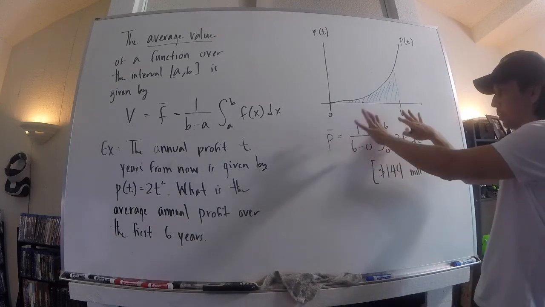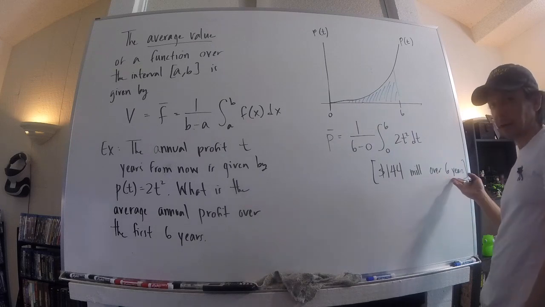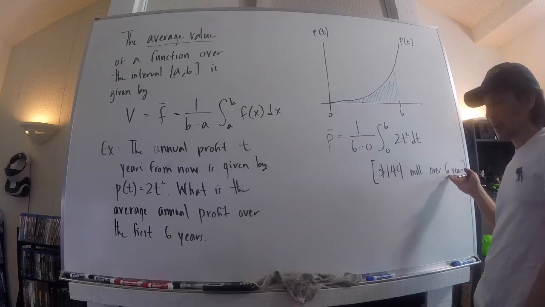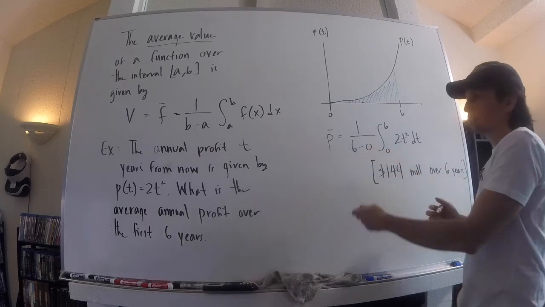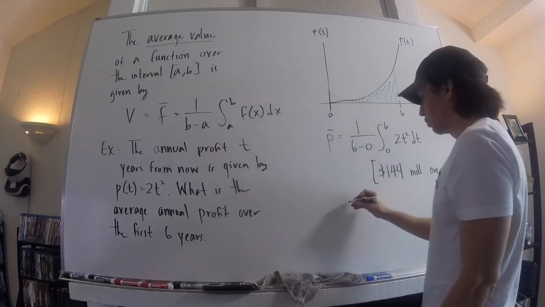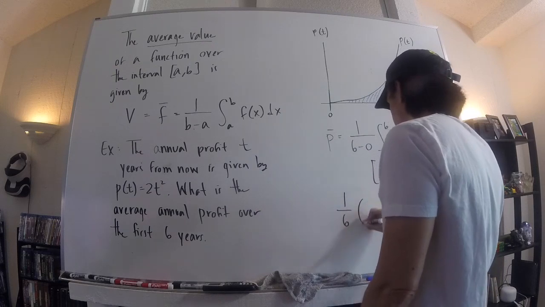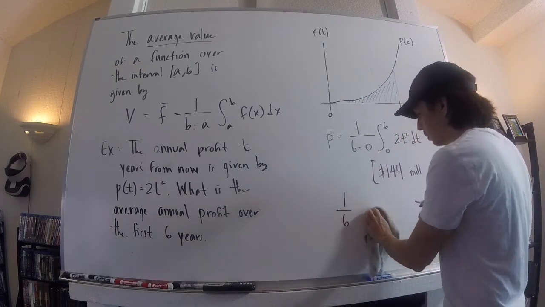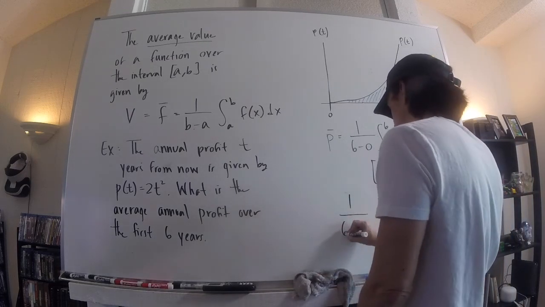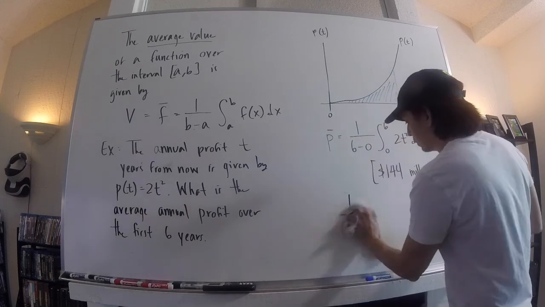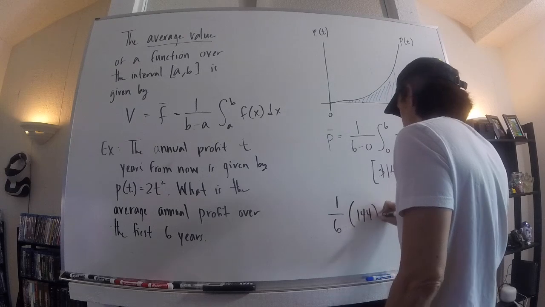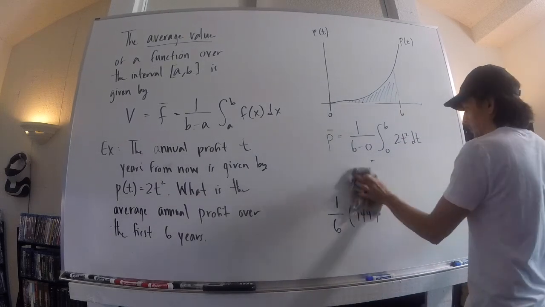And to do an average per year, average annual profit, you just want to take that 144 and divide by 6. You want to chop that up into 6 pieces. And that's exactly what this piece is for. You're dividing by how much time, in this case, how many years pass. So you're doing 1 over 6 years. I'm trying to figure out how to write it.